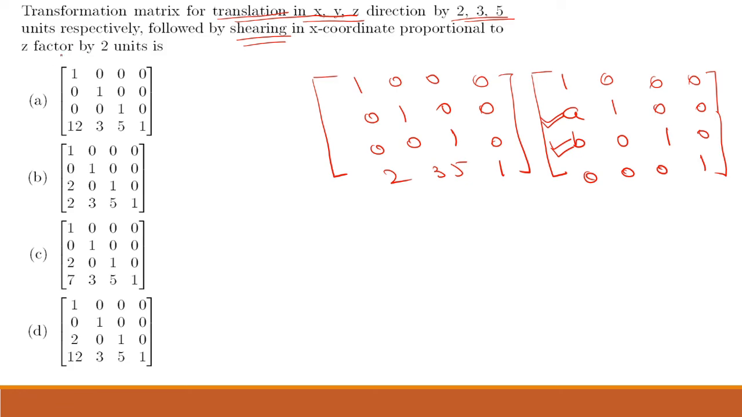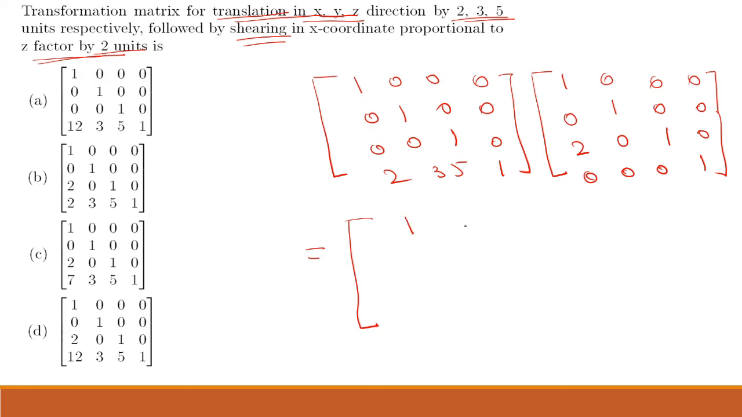So there is a shearing in X coordinate proportional to Z factor by 2 units. So the value of B is 2. Here the value of B is 2, and the shearing is not proportional to the Y coordinate, or Y factor. Therefore the value of A will be 0. Just do this multiplication. Let us see what happens.